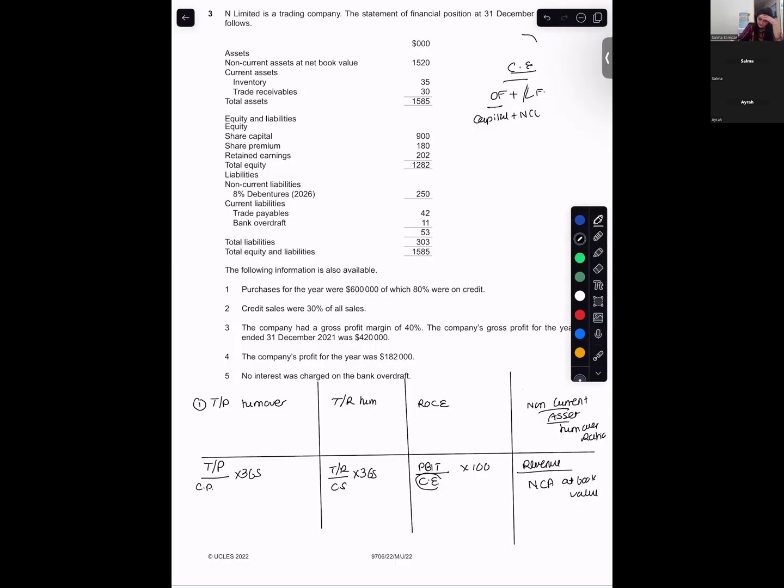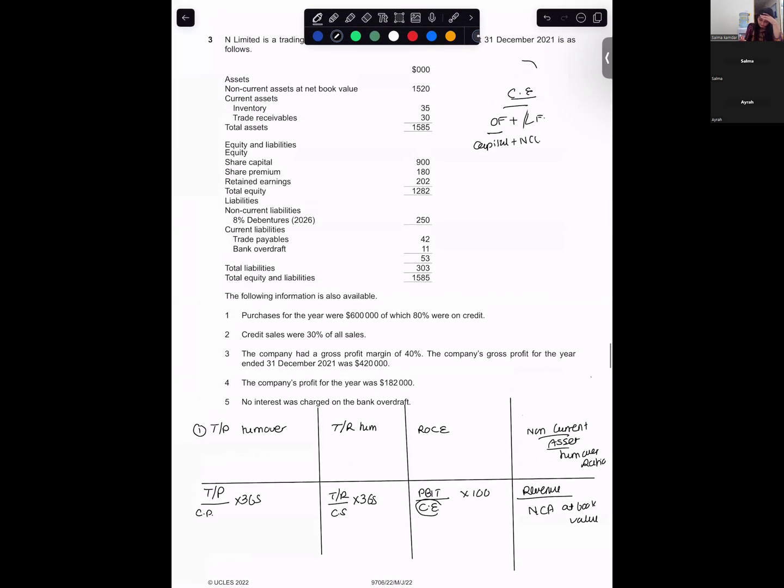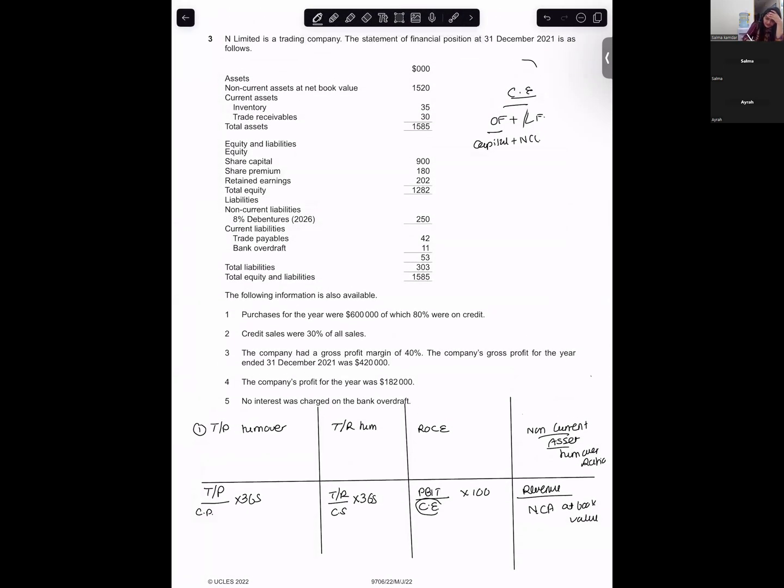What does the first adjustment tell you? Purchases for the year was 600,000, of which 80% were on credit. So this will give us information for our trade payable turnover. Credit purchases, you'll do into 80%, which is 480,000. So you got your credit purchases, correct?